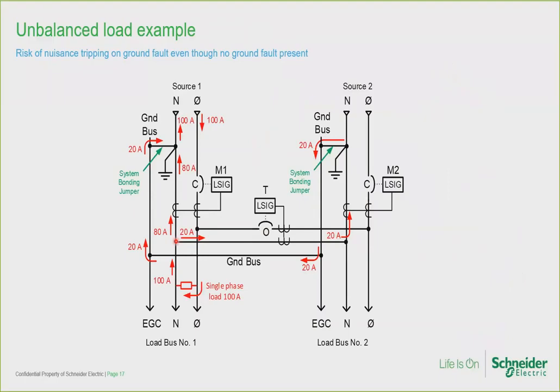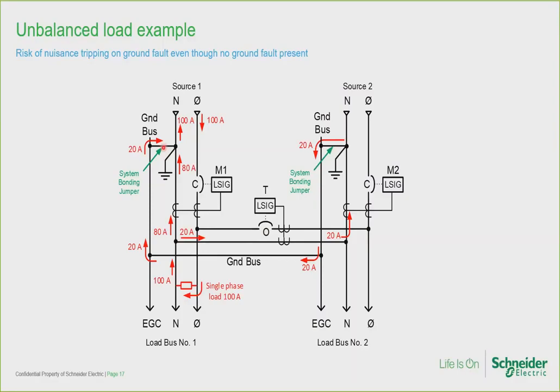There is a parallel path for the neutral current created by the 2 system bonding jumpers, one at each source. See the 2 system bonding jumpers at each source. This one-line diagram, by the way, shows the phase buses as one line. It shows the neutral bus and it shows the ground bus in the double-ended switchboard.